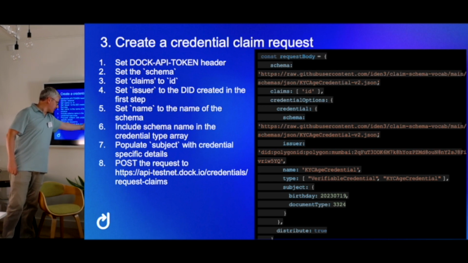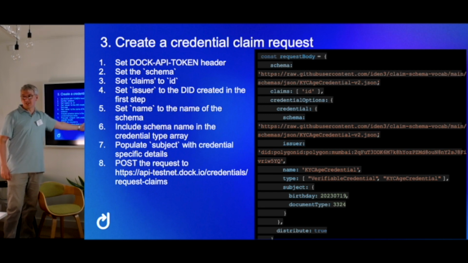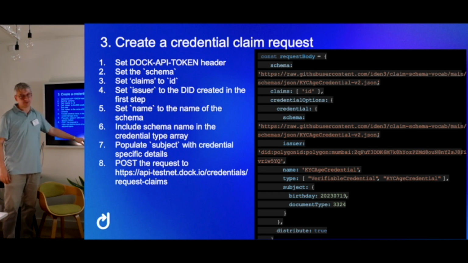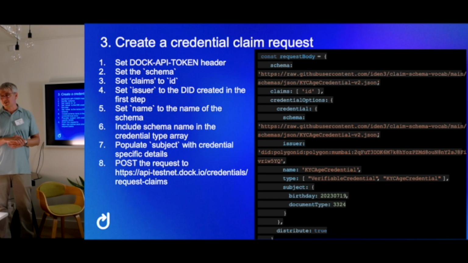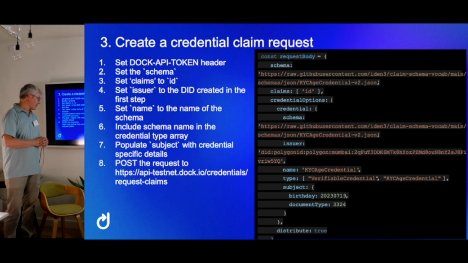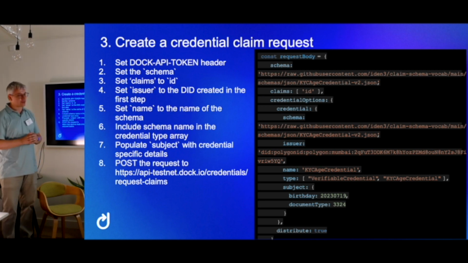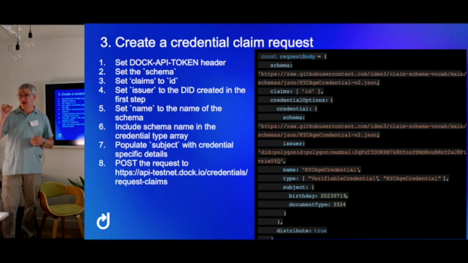And then these are the details about the KYC. So you've got your birthday, which in this schema is an integer. I think the general usage is just do like 2023, 03, 05, whatever. So year, month, day jammed together. And document type: there's a number of different document types in the list for the schema. I don't actually remember what this one is, but 3324 is the one that got hard-coded in there. And that's it, really. The distribute true is just to let us know you're going to be distributing this automatically. So it's just a flag for us.